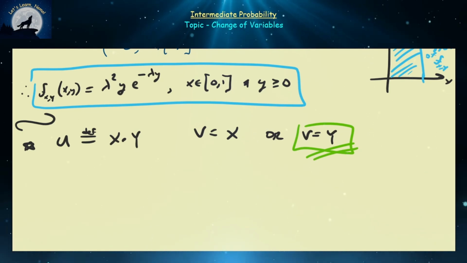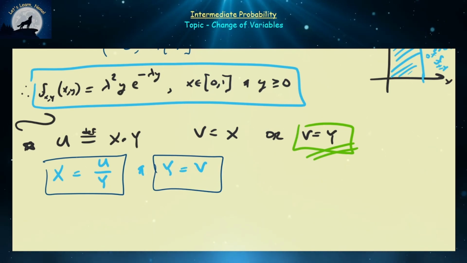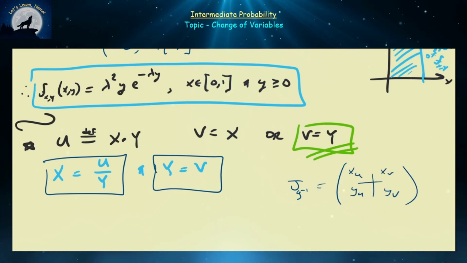So what am I going to do? I'm going to solve this first equation for X, and I have X equal to U over Y, and V equals Y. If I solve that equation for Y, I have Y equal to V. I need these two statements because I need to find the partial derivative of X with respect to U, of Y with respect to U, of X with respect to V, and of Y with respect to V as well, to get that inverse transformation. So the Jacobian of our inverse transformation, if you don't remember, is the matrix x_u, x_v, y_u, y_v.